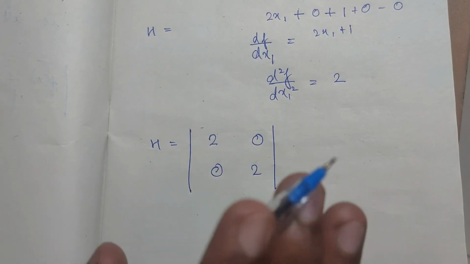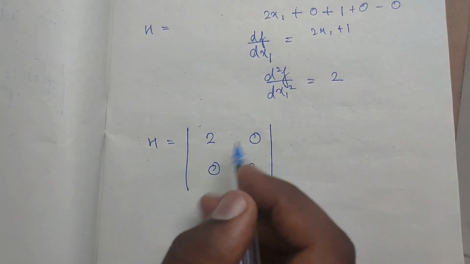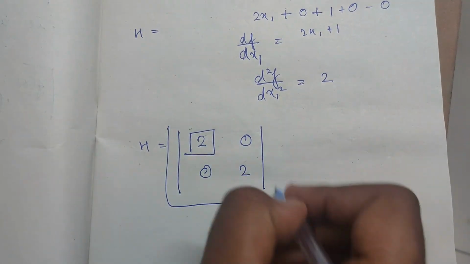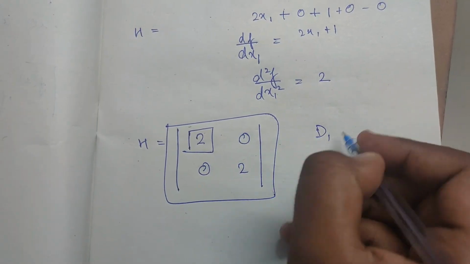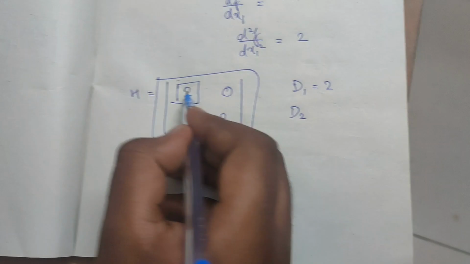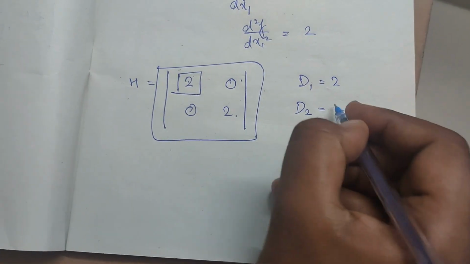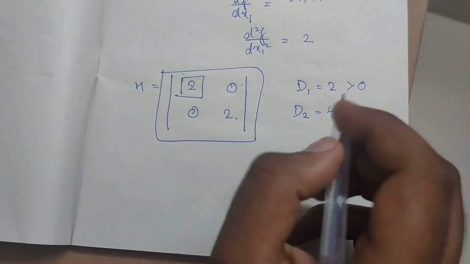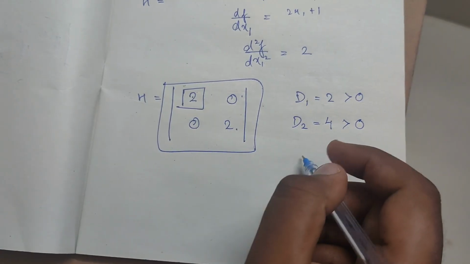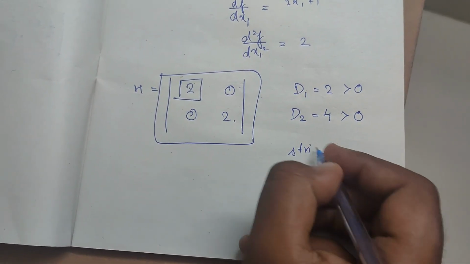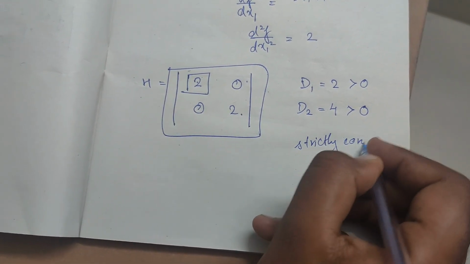What does this principal minor mean? So here d1 is this and d2 is this. Fine. So d1 is equal to 2 and d2 is the determinant of these 4. So 2 into 2 minus 0 into 0, which is nothing but 4. So it is greater than 0, it is greater than 0. That means it is positive definite, and positive definite means it is strictly convex.